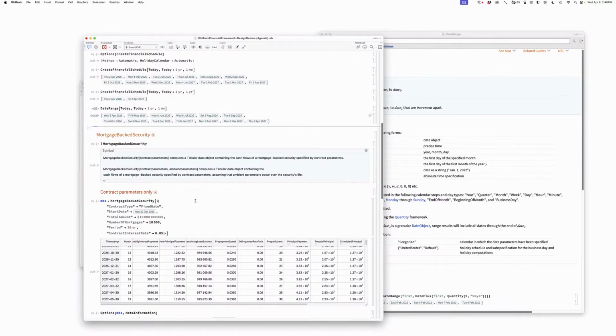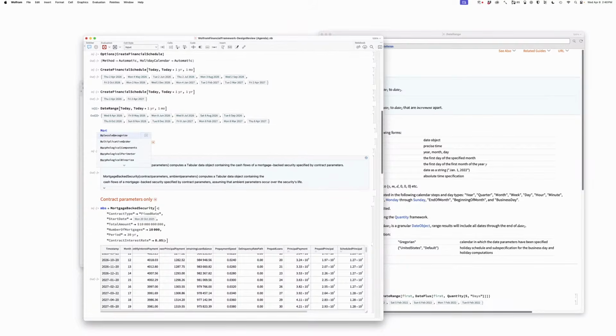So the idea is you can have contract parameters, which are about the specific mortgage-backed security pool, and ambient parameters, which are things about things happening in the world outside of the contract. Usually in the future, like what happens to interest rates over the course of the life of the loan, that sort of thing.